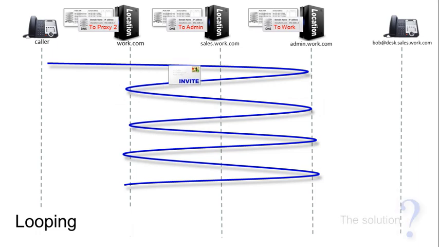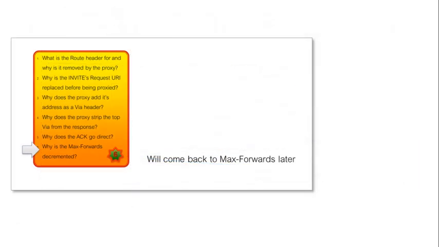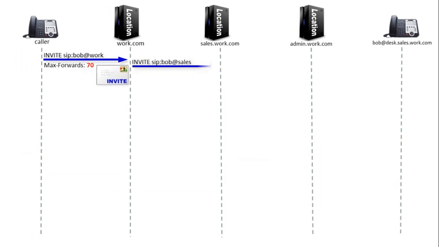And the solution? Well, in one of our earlier modules, we asked a question about the max forwards header and why it decremented, but decided to come back and answer it later. Well, it's later. The max forwards header is to help prevent looping. Here's how it works. Every new request has a max forwards header, the default value being 70.